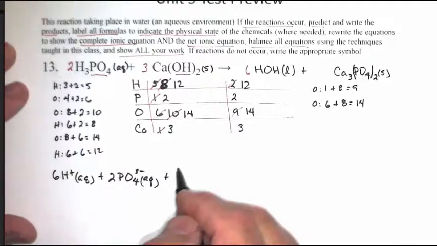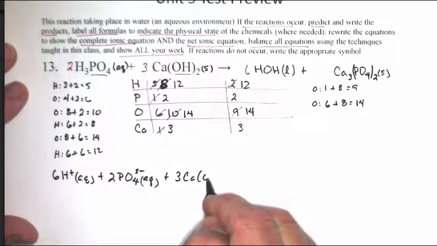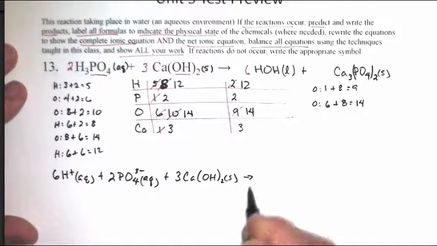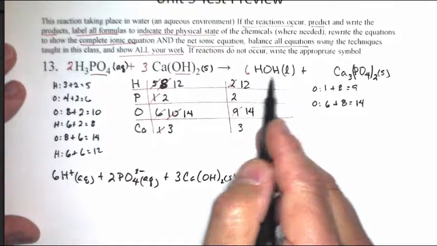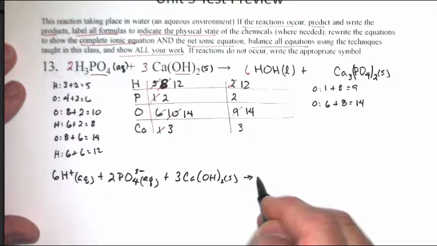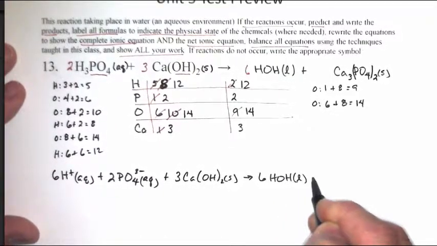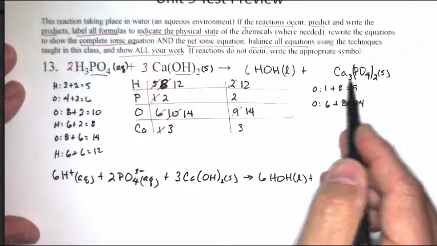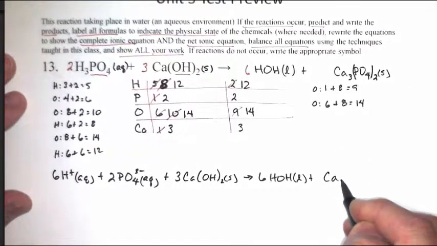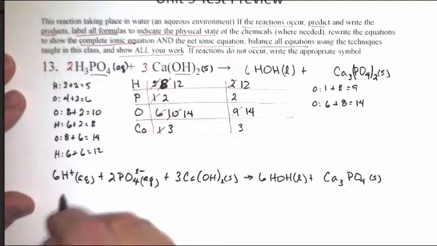I'm going to say 3 calcium hydroxides. Okay. Hey, this is not aqueous either, is it? What am I going to do with it? Leave it alone. Oh, that's not even aqueous. That's a solid. What am I going to do with it? So this is our complete ionic equation.